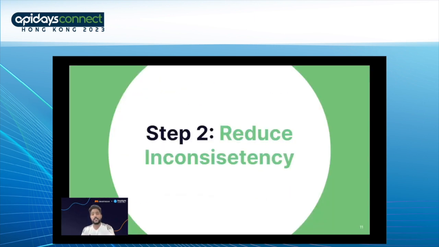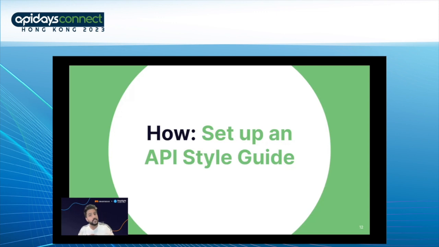Now with the API catalog set up, what's the next step that you can take? The next step would be to reduce the inconsistency that you might come across. And once you have your specifications, you can start to see how those APIs might look different. You might have models that are being used in different ways, naming conventions that are not being followed. And how you go about reducing that inconsistency is by setting up an API style guide.